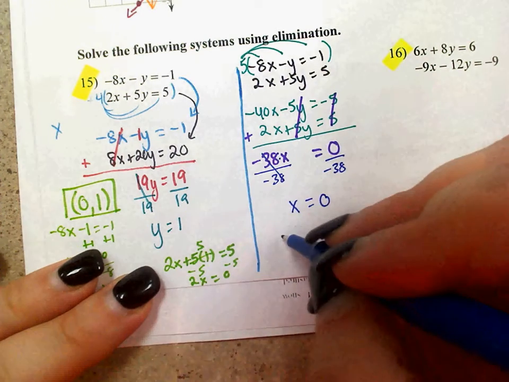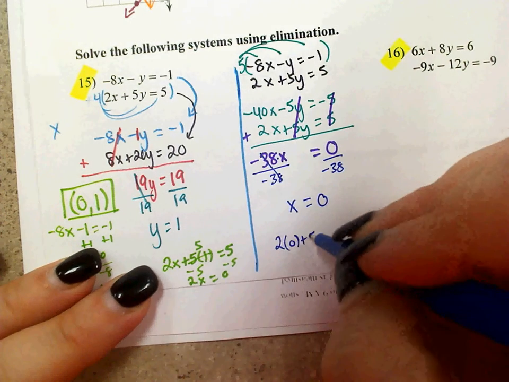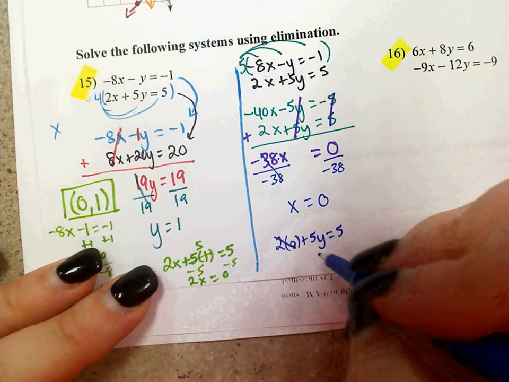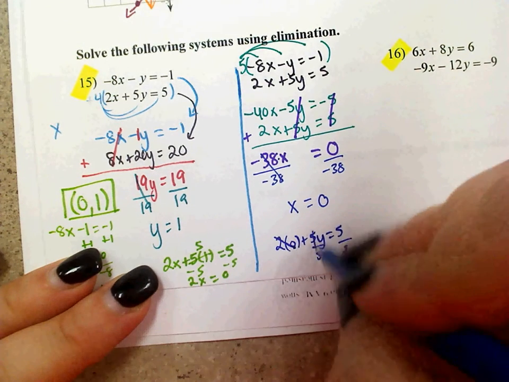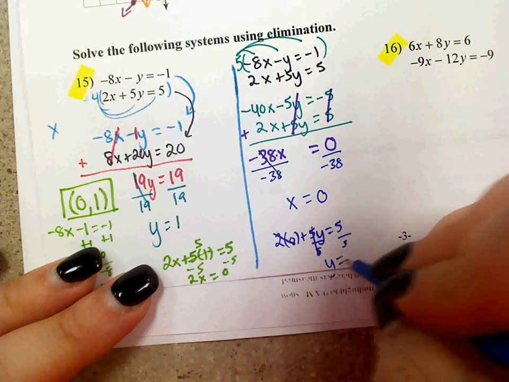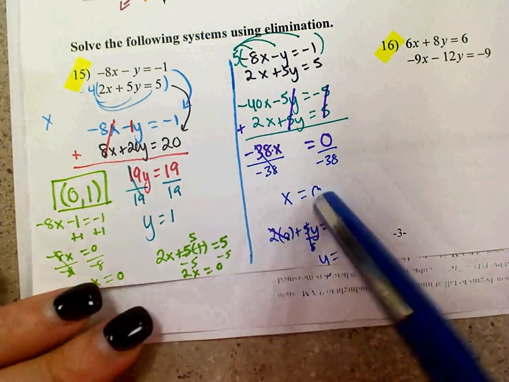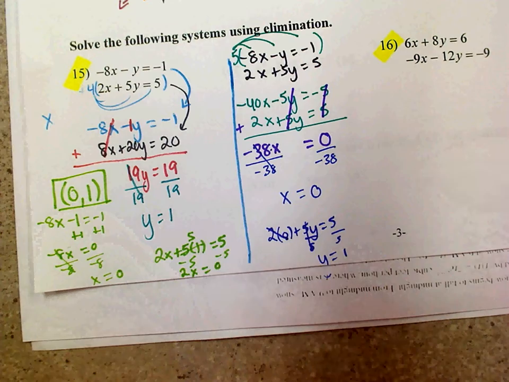Okay? Now once I have x equals 0, I can go back into my equations. I'll use the bottom one. 2 times 0 plus 5y equals 5. 2 times 0 is just gone. And then I would divide both sides by 5. And then we get y equals 1. Okay? So again, you would write your answer in that coordinate point.